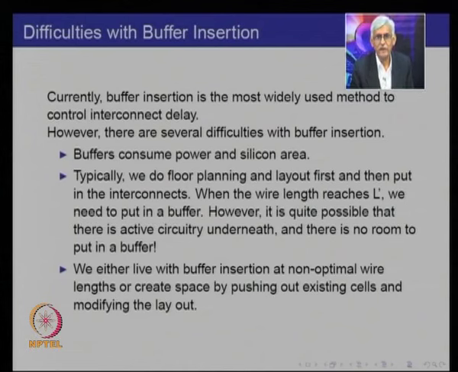Now what do we do? We either live with buffer insertion at non-optimal wire lengths. That means we use an L prime which is too small or too long at this point because we cannot put down a buffer at this length, or we insist that our interconnect will be optimal and whatever is obstructing putting a buffer here will be moved out. And therefore, the existing cells must be relaid out and we must remodify the layout. This leads to a cycle. We keep on adjusting our floor plan, that changes the wire delays, that changes the wire lengths, and finally, it becomes very difficult to get closure of our design. So, this is a big problem of modern VLSI design with global interconnects.